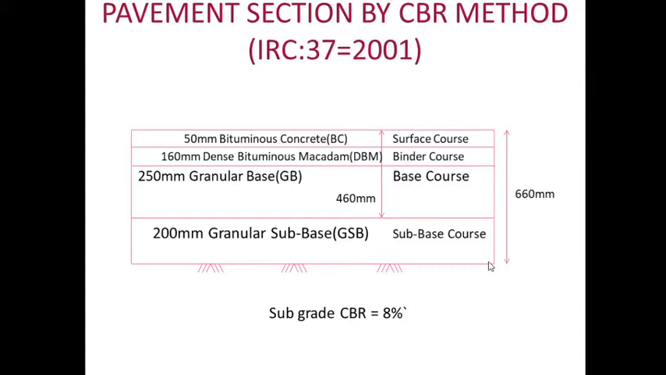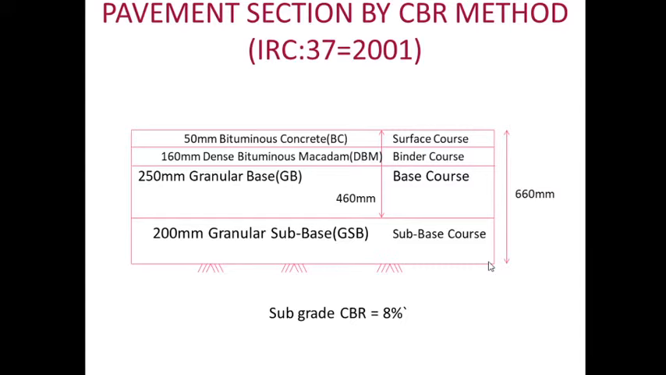Dense bituminous macadam 160 mm, and the surface course is 50 mm of cement concrete surfacing. This is the procedure for finding the various thicknesses of the highway pavement by using the CBR method, the pavement section by CBR method.